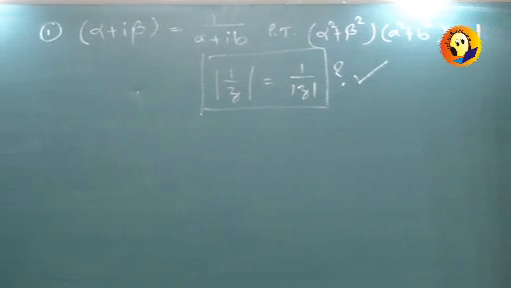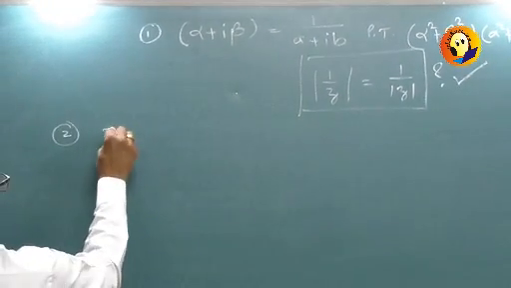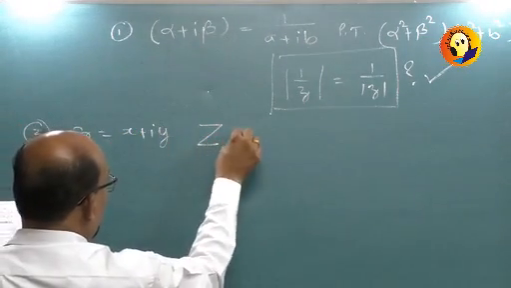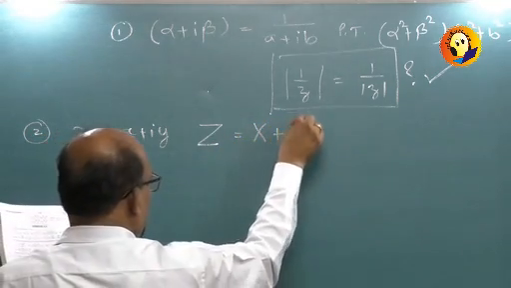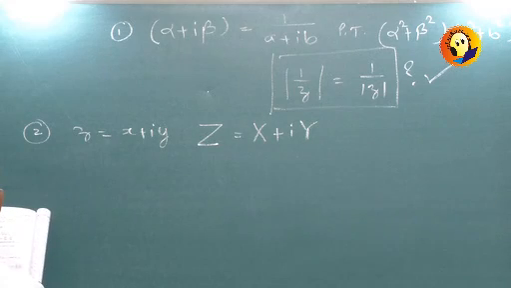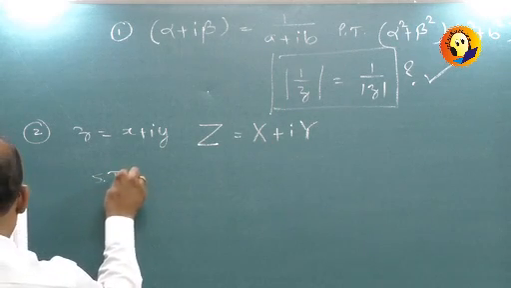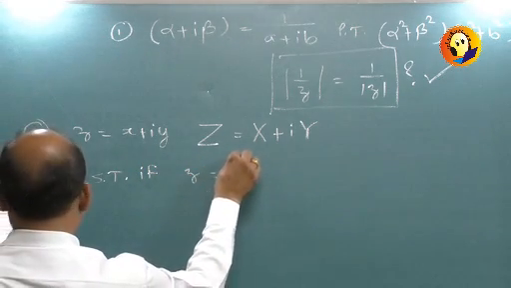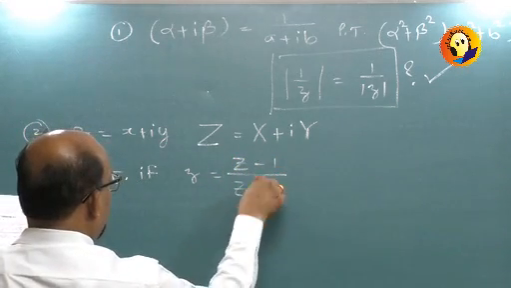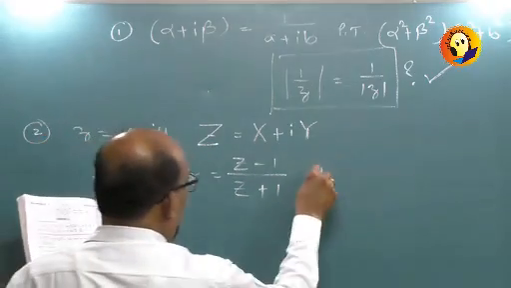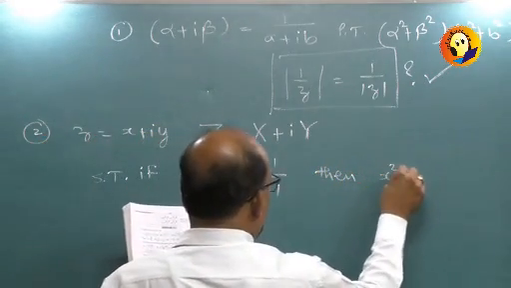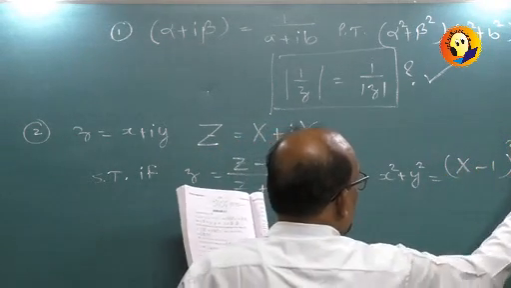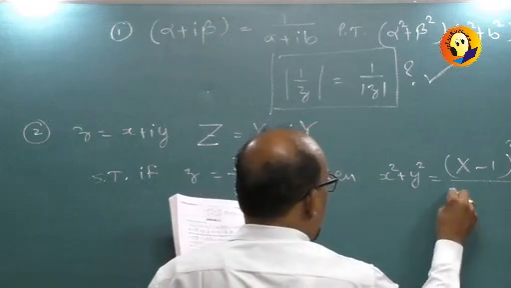See all of them, and then you take down. Z equal to x plus iy, and capital Z is equal to capital X plus i capital Y. Show that if capital Z is equal to small z minus 1 upon z plus 1, then x square plus y square equals x minus 1 bracket square plus y square upon x plus 1 bracket square plus y square.